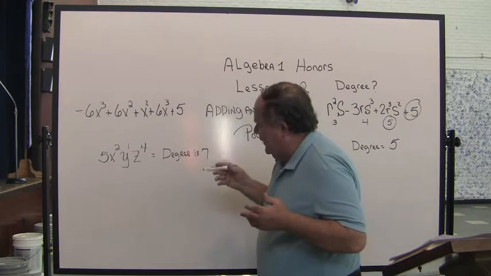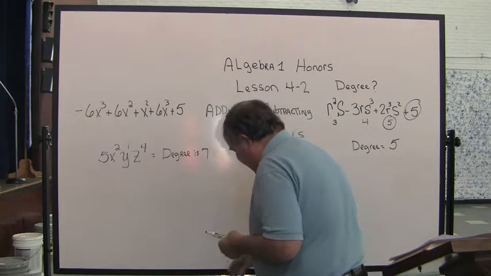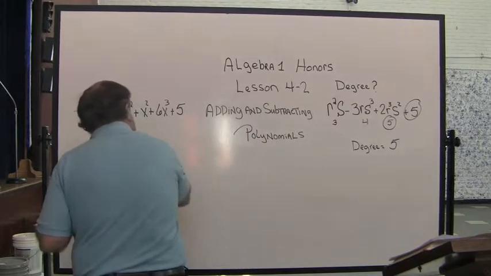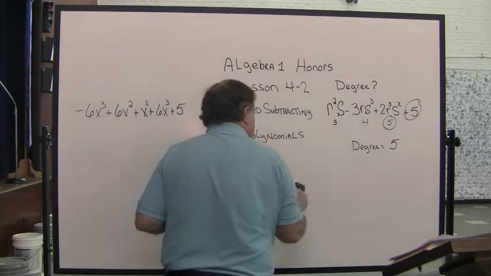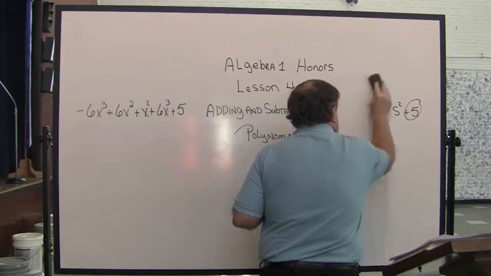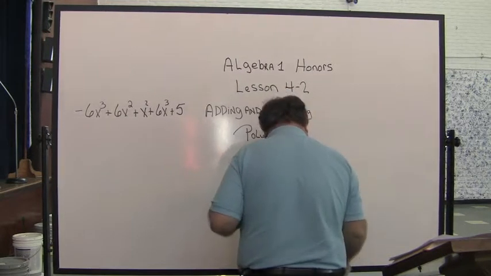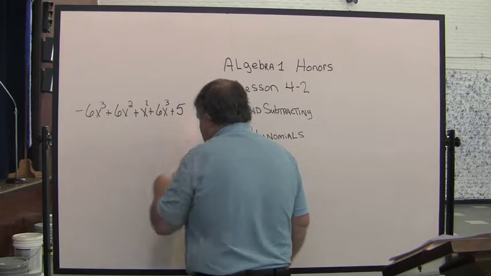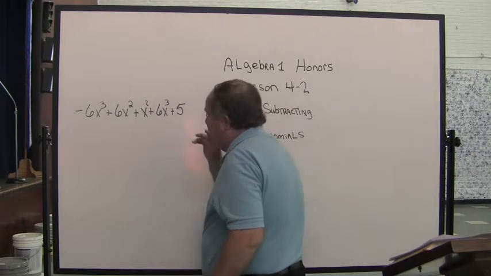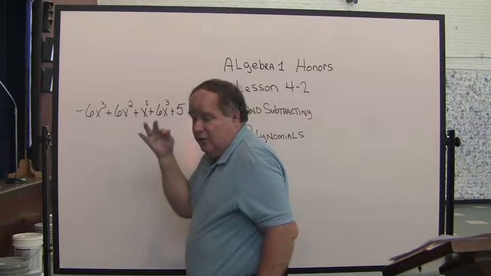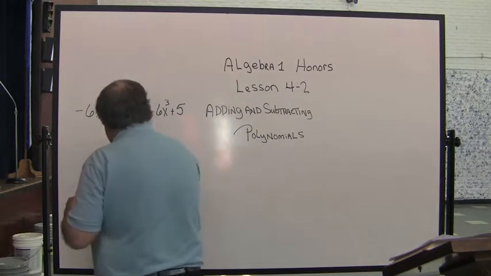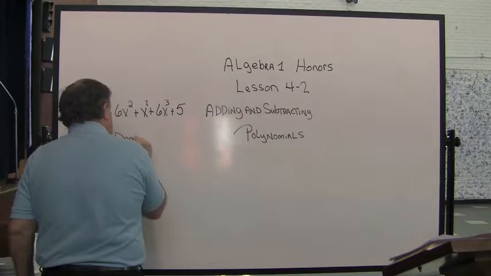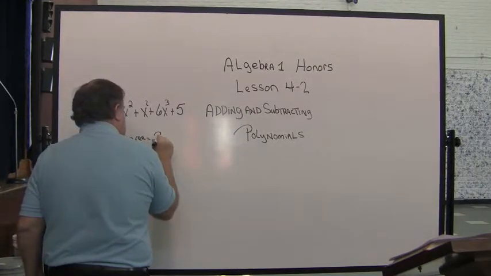I'm going to be doing this problem next, which is going to be an addition problem, and we're going to talk about what are like terms. Let's see if we can find the degree of this one. Let's look at the degree before we even start. I've got an x cubed, an x to the second, x to the third, and x to the fifth. So the highest exponent on any of my terms is 3. So this polynomial will be classed degree 3.